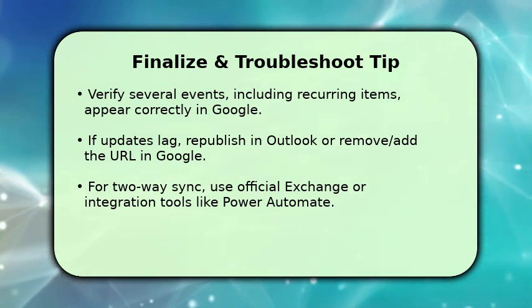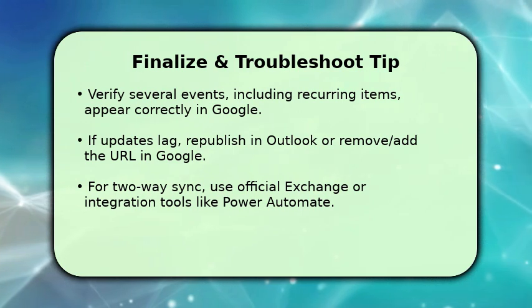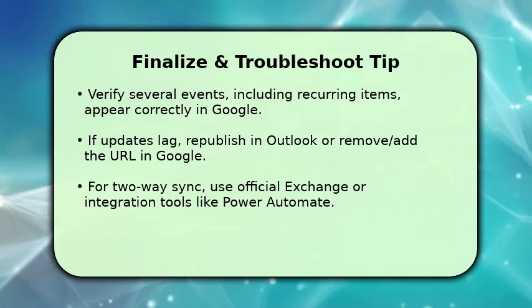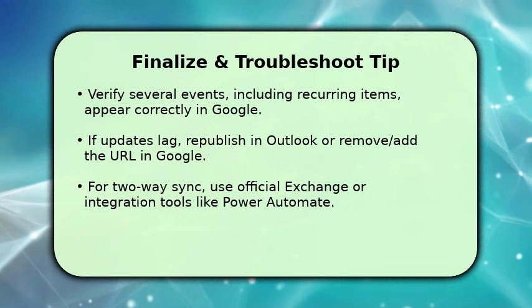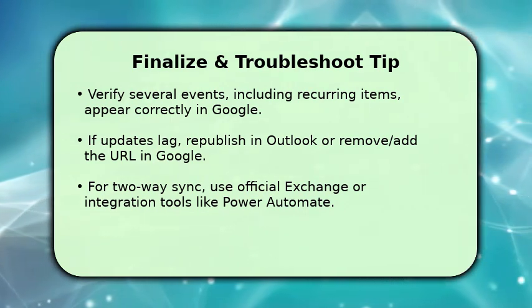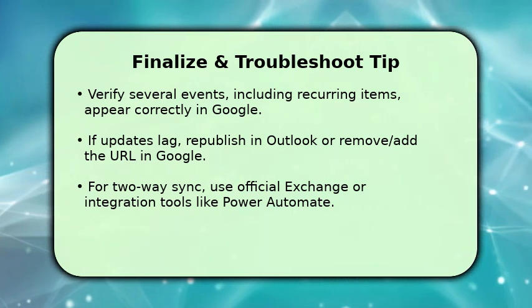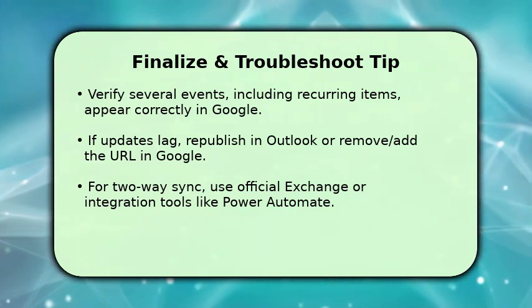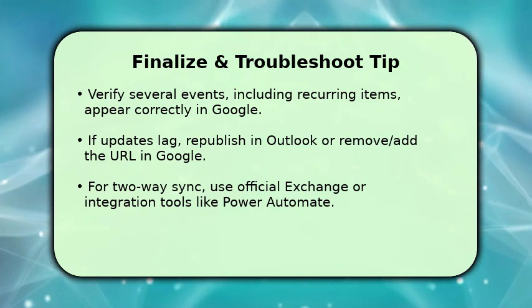If changes don't show, make sure the published link is current. Republish from Outlook or remove and re-add the URL in Google to force a refresh. If you require two-way editing, you'll need an Exchange integration or a supported sync tool. Otherwise, expect one-way updates from Outlook to Google.